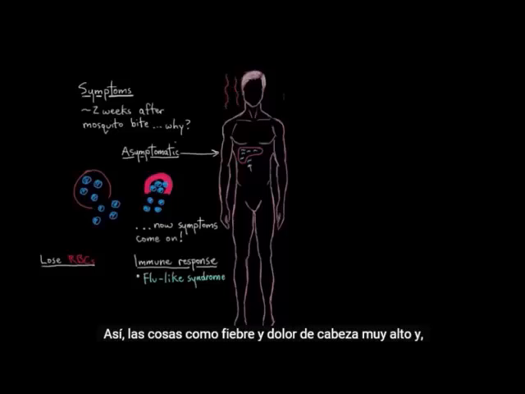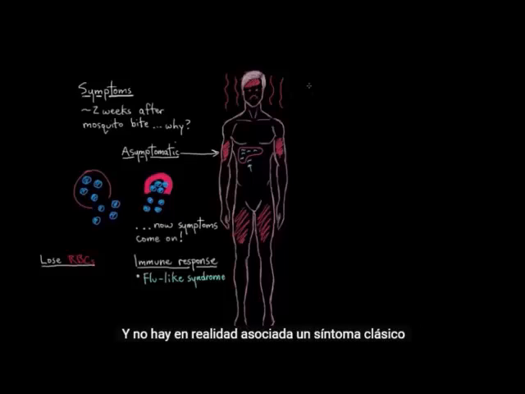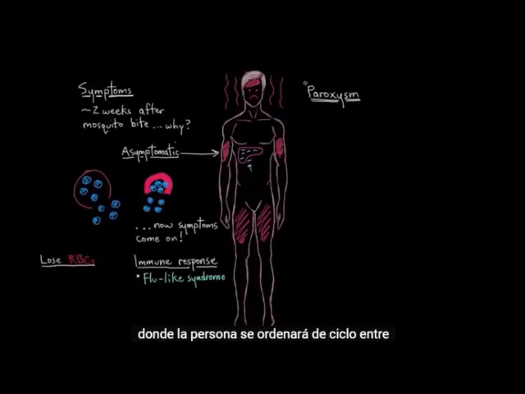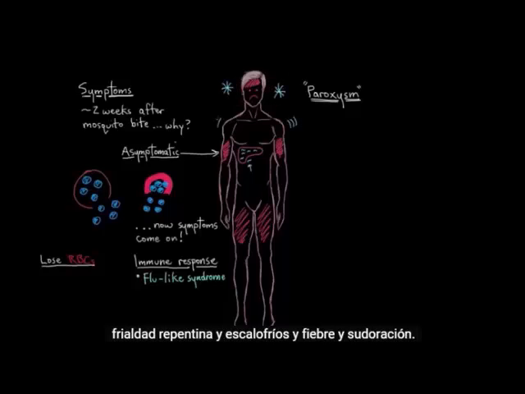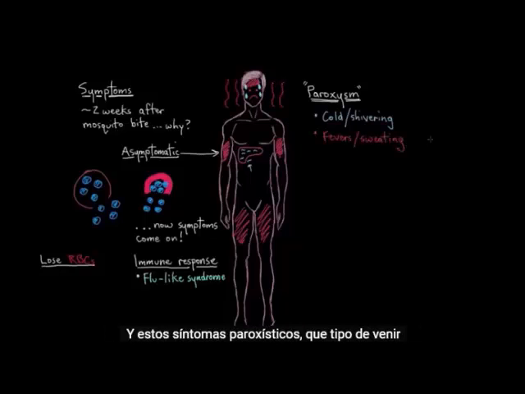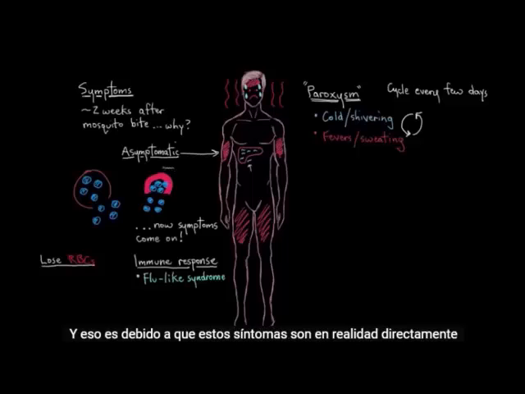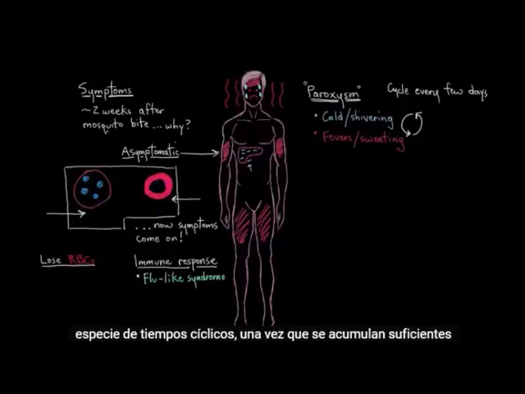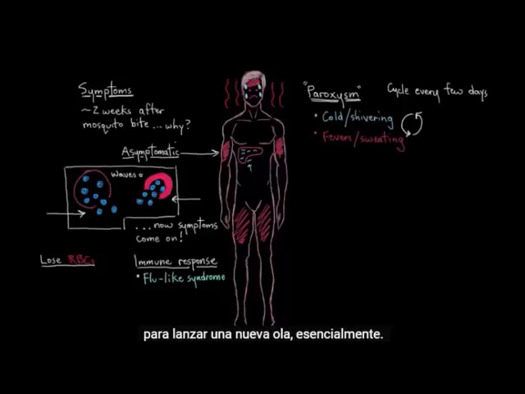So things like really high fevers and headache and muscle pain and just generally feeling really unwell. And there's actually a classic symptom associated with malaria called temperature paroxysm, where the person will cycle between sudden coldness and shivering and fever and sweating. And these paroxysmal symptoms come on and off about every 36 to 48 hours, every couple days. That's because these symptoms are representative of these waves of merozoites bursting out of the liver and the infected red blood cells at these staggered, cyclical times once they build up enough to launch a new wave, essentially.